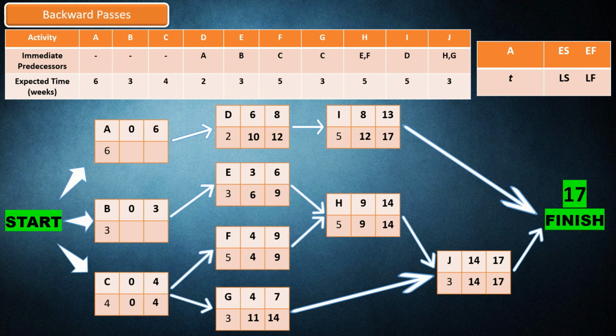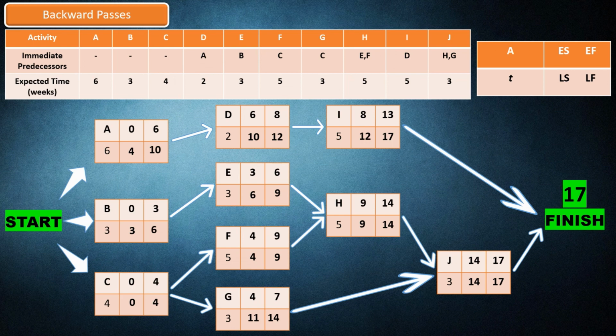Activity B is the predecessor of activity E, so the latest finish of activity B is 6. Then, activity B needs 3 weeks to be completed, so the latest start is 3. Activity A is the predecessor of activity D, so the latest finish of activity A is 10. Then, activity A needs 6 weeks to be completed, so the latest start is 4. We have now completed the backward passes for each activity.